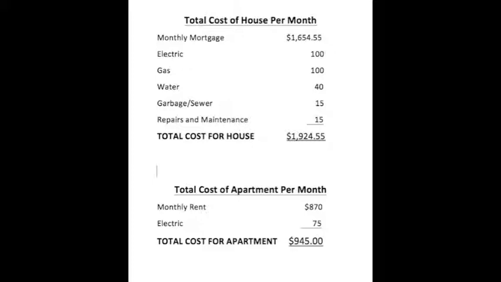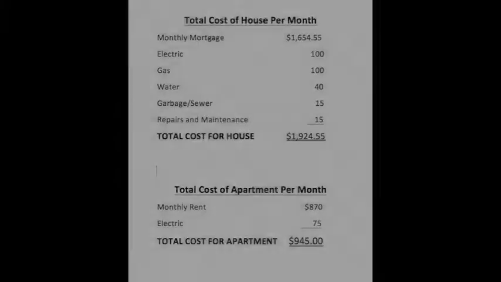This all adds up to the total cost of the house of $1,924.55 per month. For the apartment, we're looking at a monthly rent of $870 and electric fees of $75. These add up to the total cost of the apartment of $945 per month. However, this assumes that gas is included and the owner has no pets.